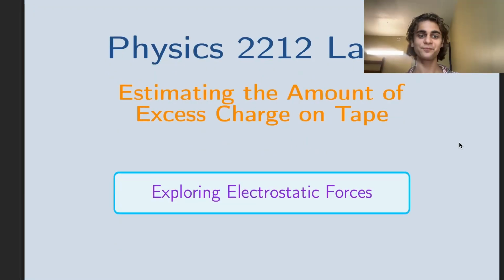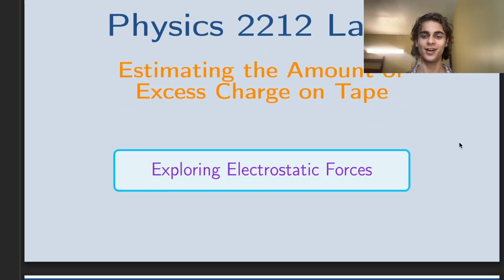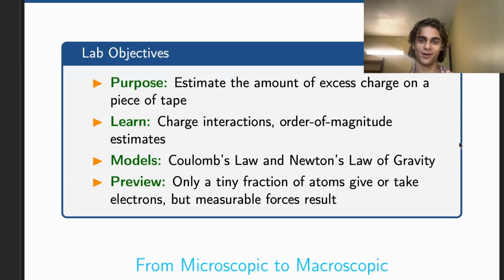Okay, this is lab one. This is estimating the amount of excess charge on a piece of tape. The objectives here were to estimate the amount of excess charge on a piece of tape using some really large order of magnitude estimates. This estimate is in terms of the amount of electrons that actually had to move between tapes to produce this charge.